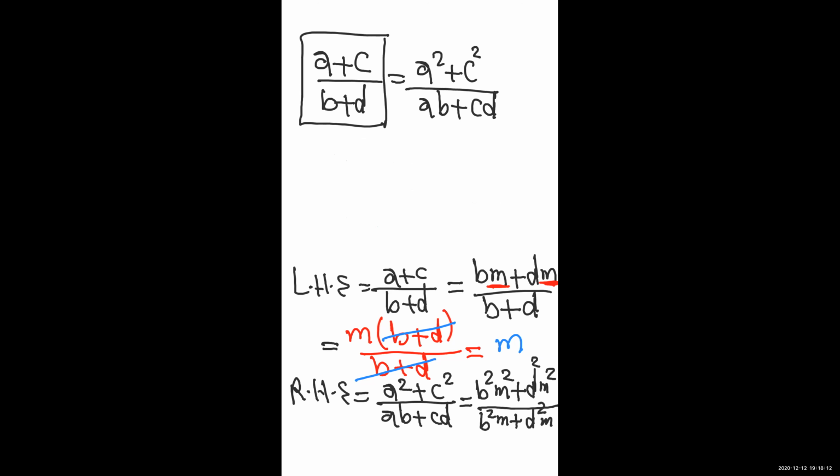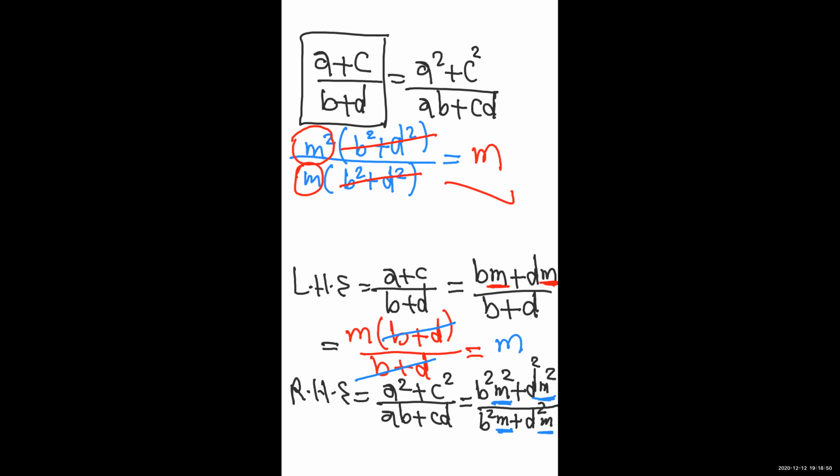So now here we have M squared as a common factor, so M squared times the bracket B squared plus D squared, over. Here also there is M as a common factor, so M times B squared plus D squared. Now we can simplify the numerator and the denominator, B squared plus D squared and B squared plus D squared. So the remaining will be M squared over M, which will equal M.